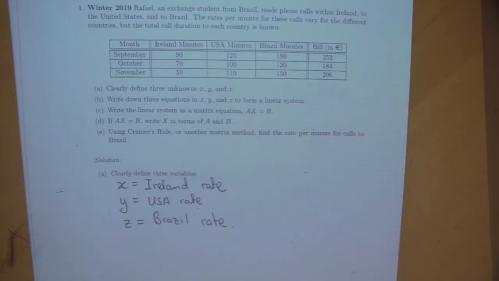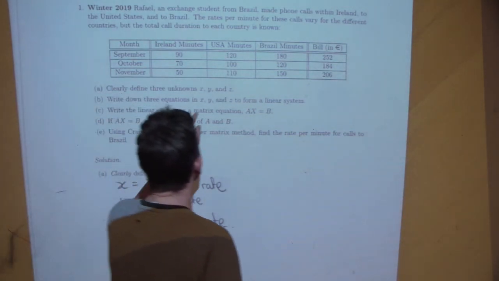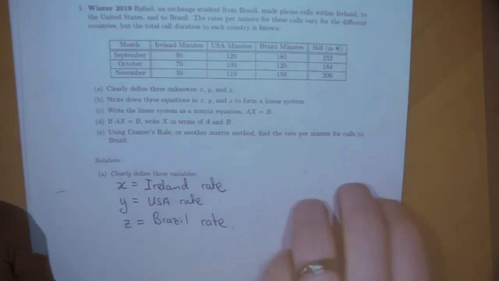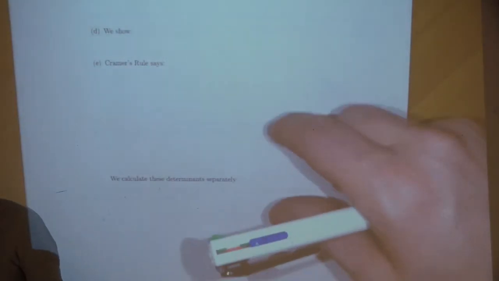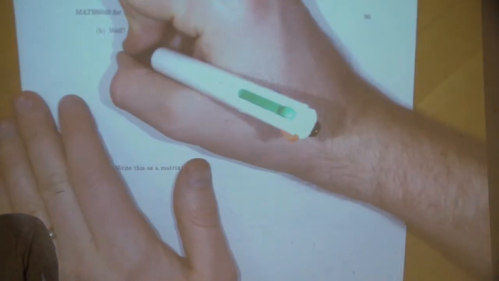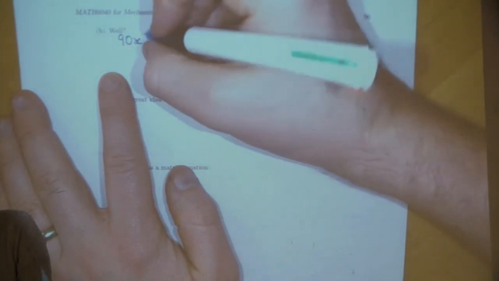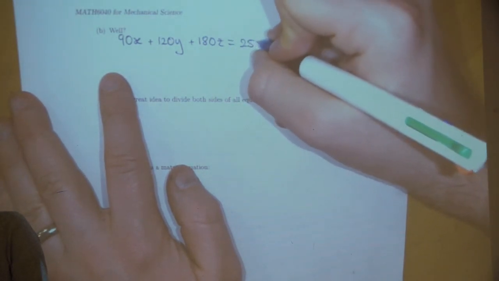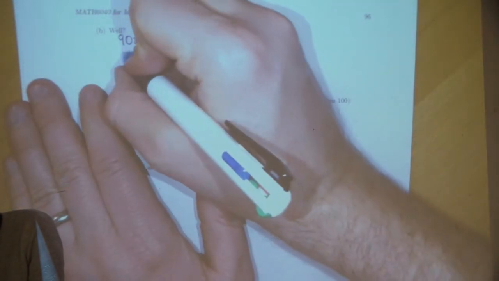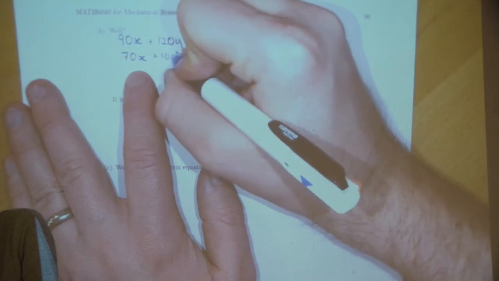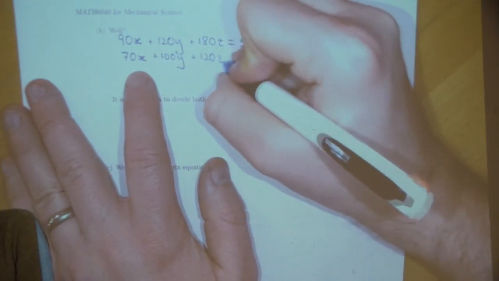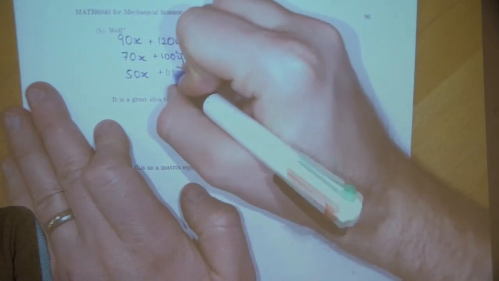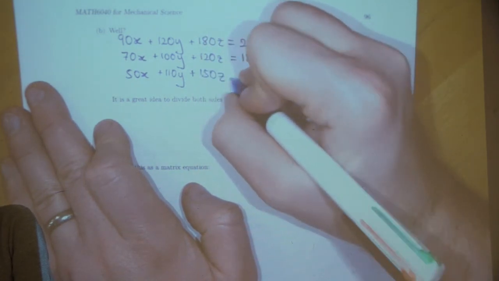So this one, when the rate is unknown, is going to be 90x. So the bill for Ireland is 90x, plus the bill for USA is 120y, plus the bill for Brazil 180z is equal to the final bill, 252. Okay. So we'll write the 3 equations down. We get 90x plus 120y plus 180z is equal to 252. The second one is 70x plus 100y plus 120z is equal to 184. And 50x plus 110y plus 150z is equal to 206.